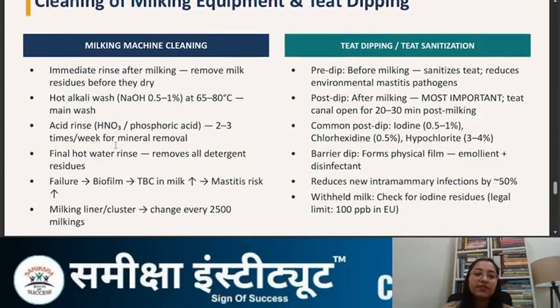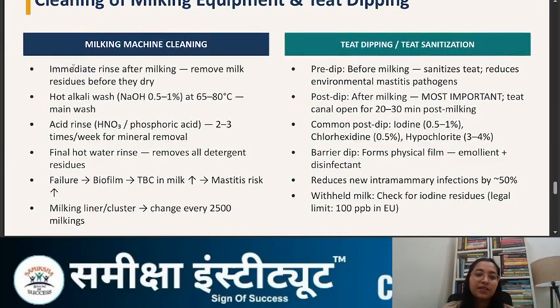Okay, so starting with the machine milking, immediate rinsing should be there to remove the milk residues before they dry, because we studied how aged milk stones, aged milk soils are most harmful and they are most difficult to remove. Once they get aged, it is very difficult because they get dried and they stick to the surface. Next, hot alkali wash should be there for the milking machines. Then again rinse with the acidic solution. Then final hot water rinsing.